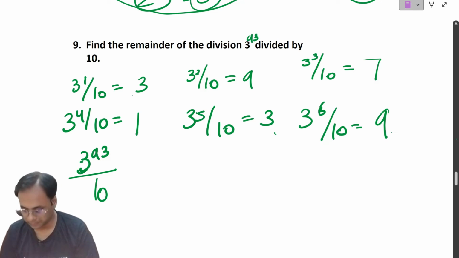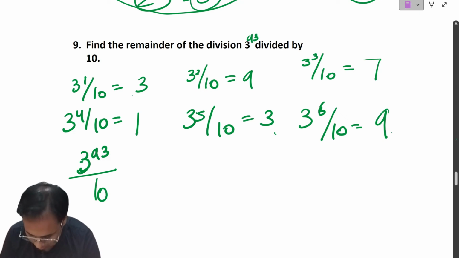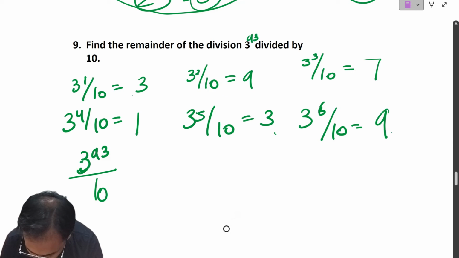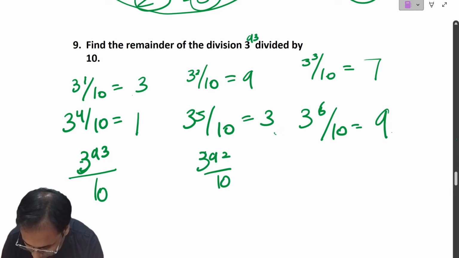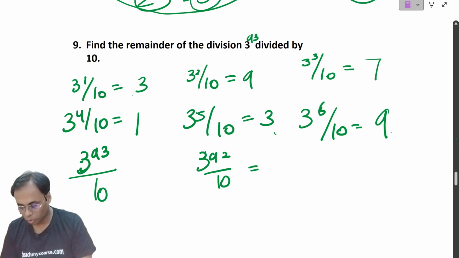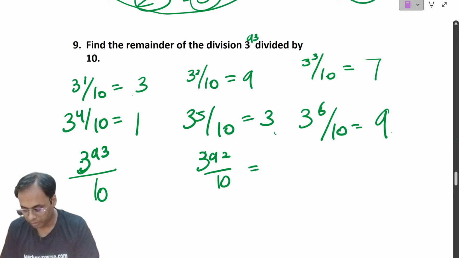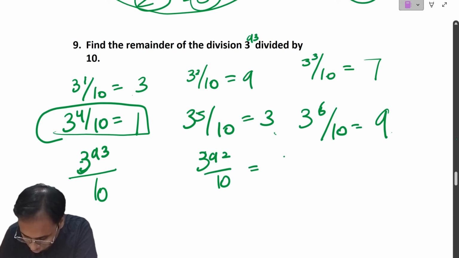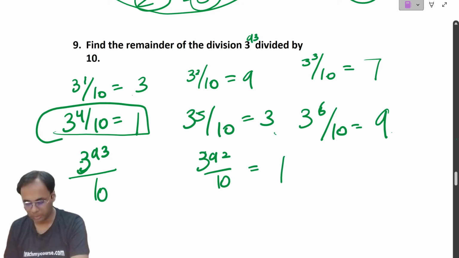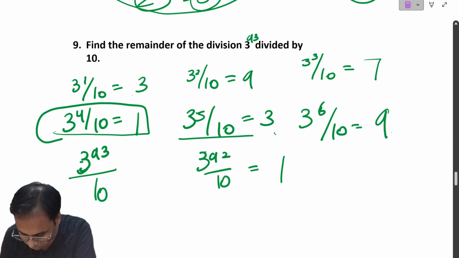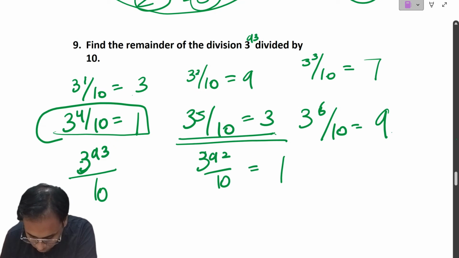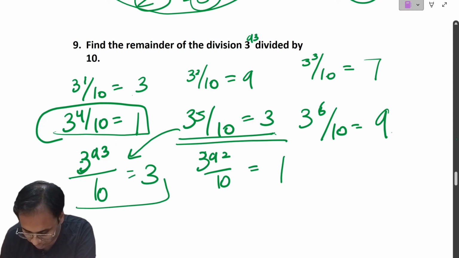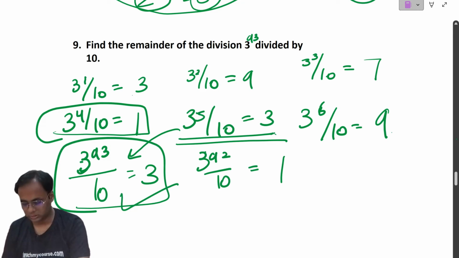If I want to find out 3 raised to the power 92 by 10, what will be the remainder? It is clearly divisible by 4, so this case will be applicable, and 1 would come up as the remainder. Similarly for 3 raised to the power 93, 3 raised to the power 93 by 10 will leave the remainder as 3. So that is the answer, 3 is the answer.